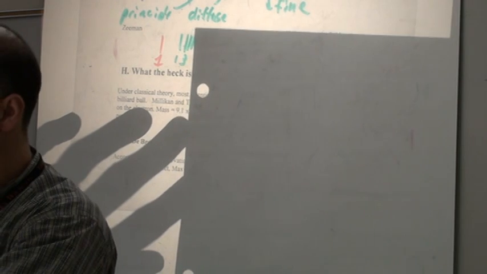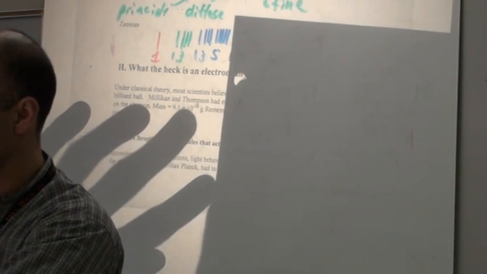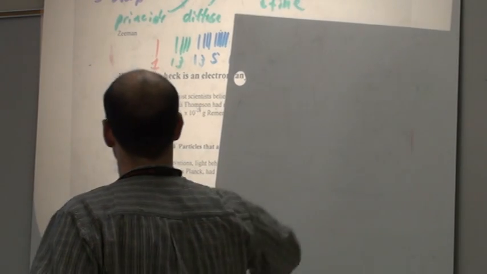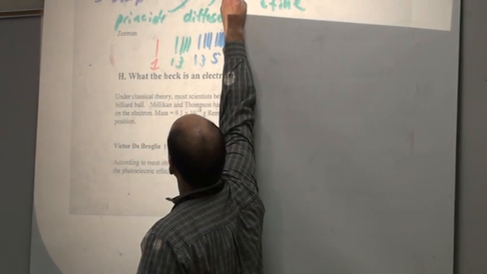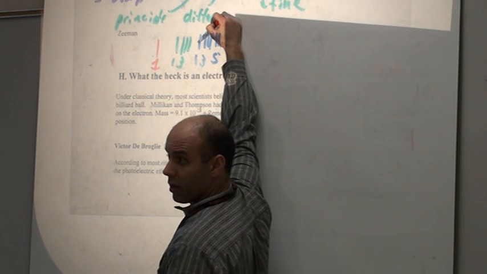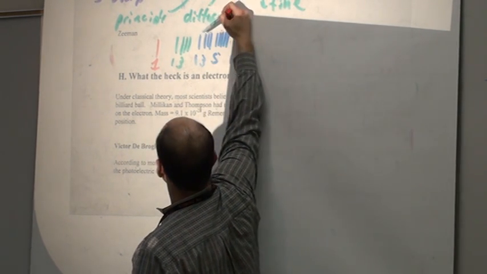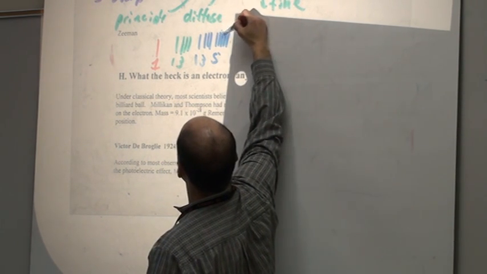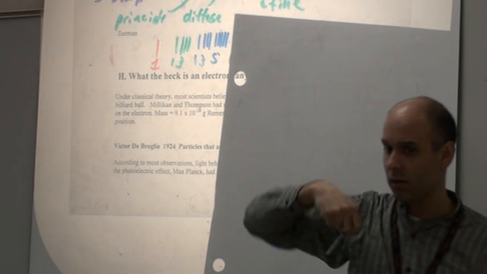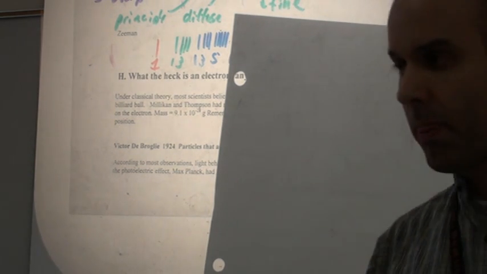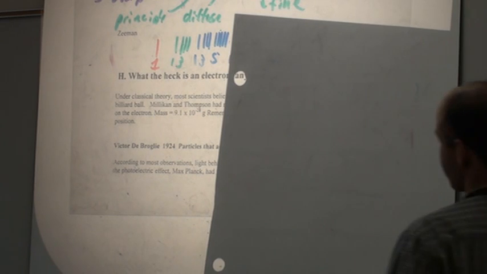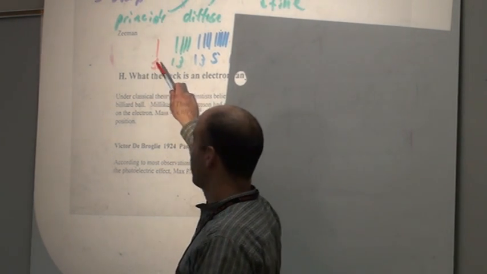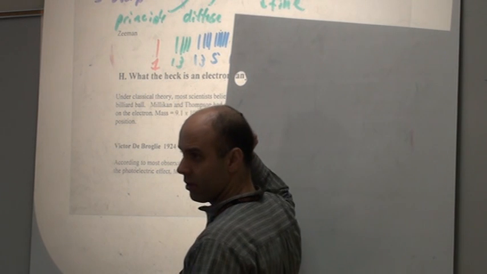So again, with the next few, the S line stayed as a single line. The P line split into 3, and what happened to the D line? It split into 5. 5 lines. So it went 1, 1, 3, 1, 3, 5.